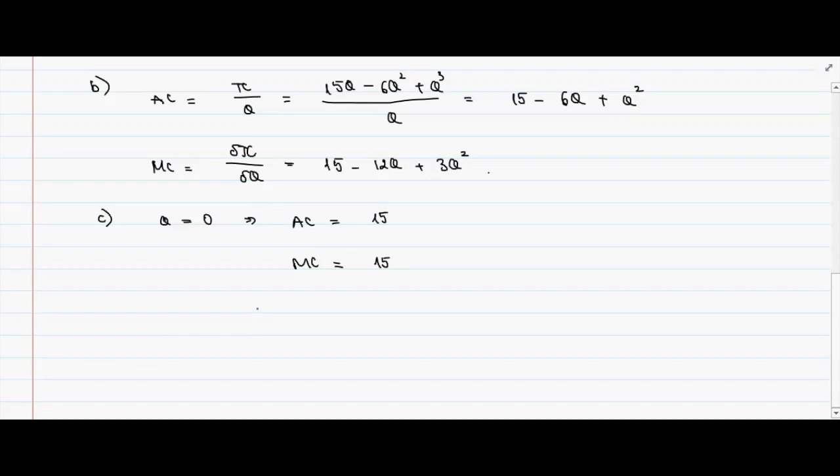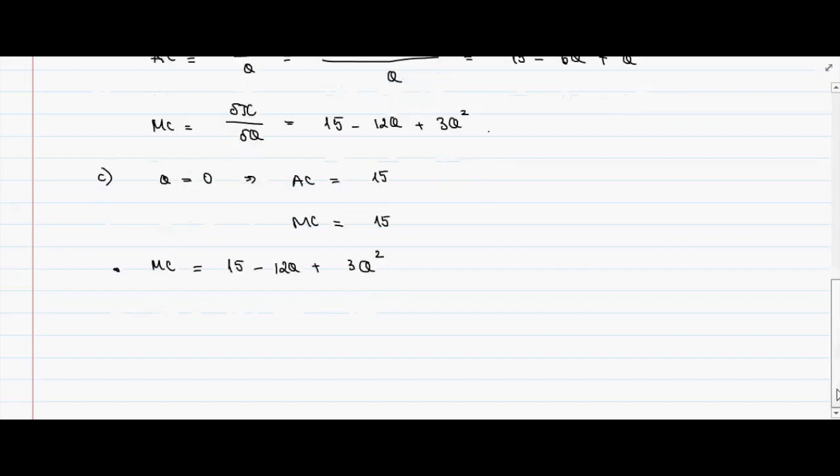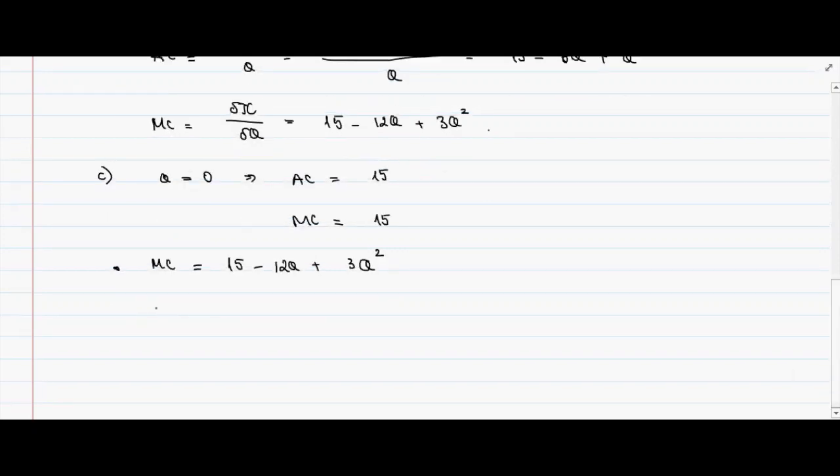Alright, so I got the marginal cost function is 15 minus 12Q plus 3Q squared. In order to find the minimum point, I just have to find the first order condition, where I differentiate the marginal cost function with respect to Q and make it equal to 0. So I get negative 12 plus 6Q equal to 0, and so therefore Q equals 2.